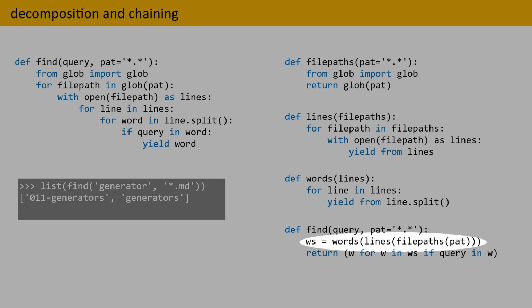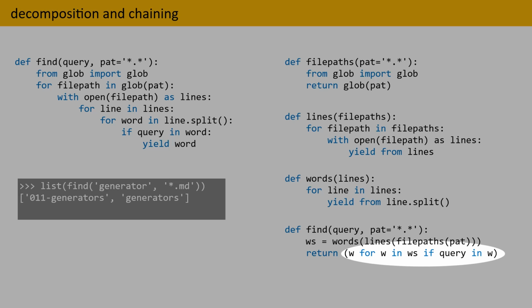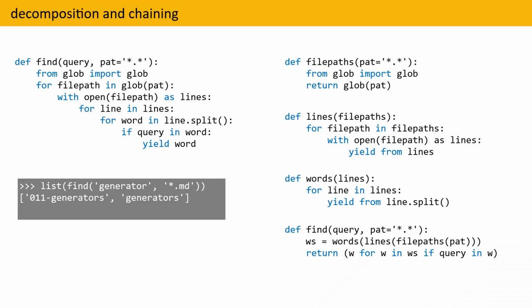In the first line, we simply chain all the generators, which gives us the generator over all words in all lines in all files. In the second line, we use a generator expression to filter for words that contain the query string. While the decomposed code is longer, the individual components are simpler, can be reused, and can be extended more easily.